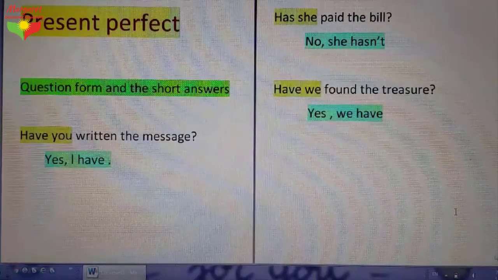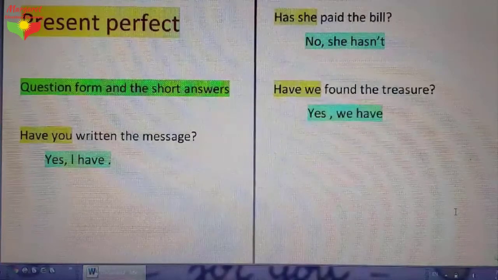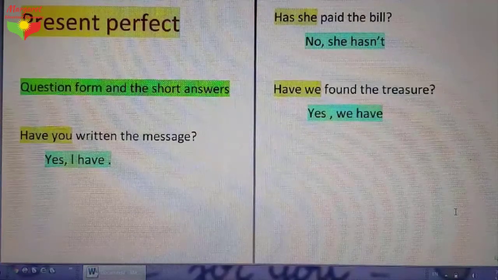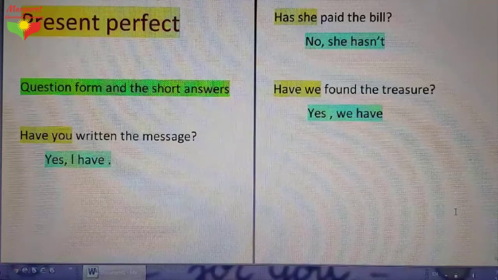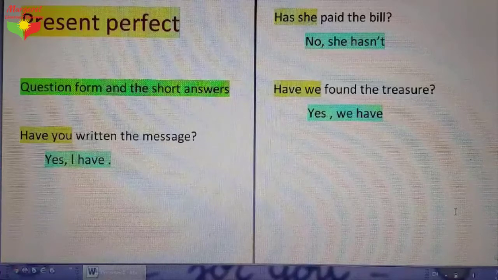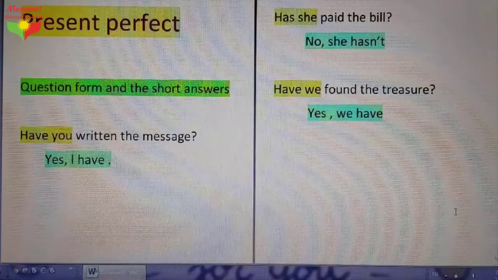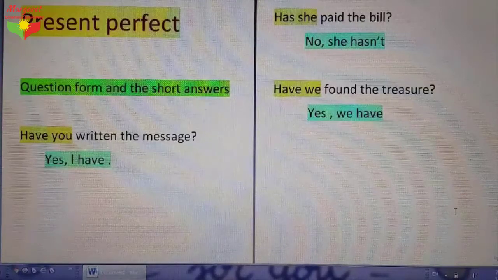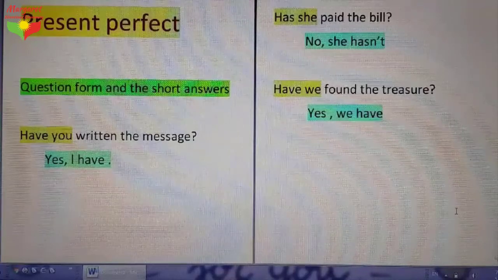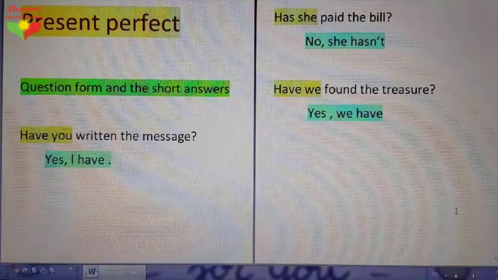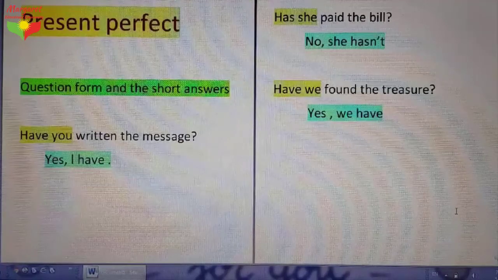This is the affirmative. Have you written the message? This is the question. And don't forget about the question mark. You have to put a question mark because you asked a question. So when you ask a question, you have to put a question mark at the end during writing. During speaking, you can't say question mark, but during writing, you have to write the question mark. Okay? Don't forget that. And as I told you previously, because we asked a question, we should answer that question. And we have two options. We have negative answer or we have positive answer.